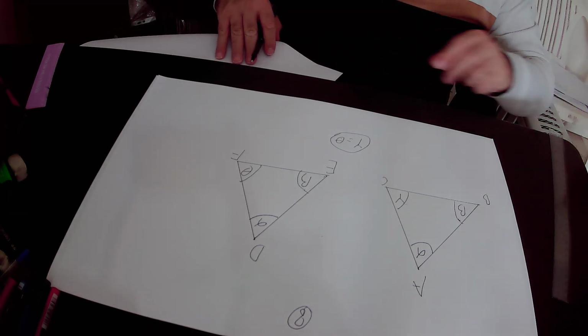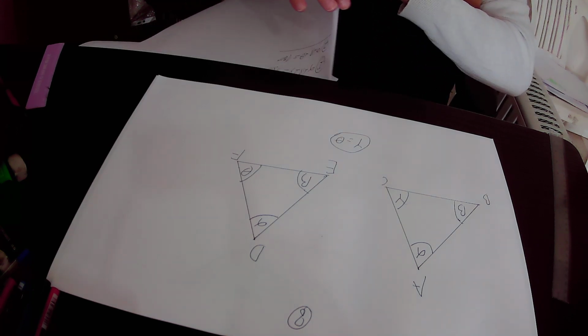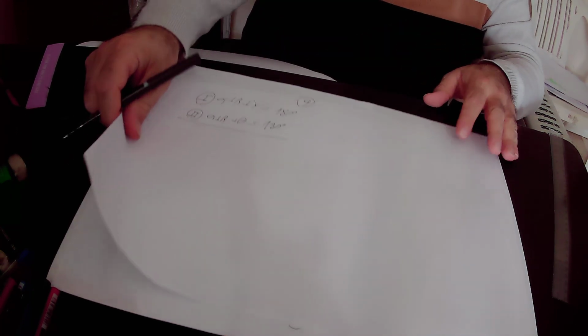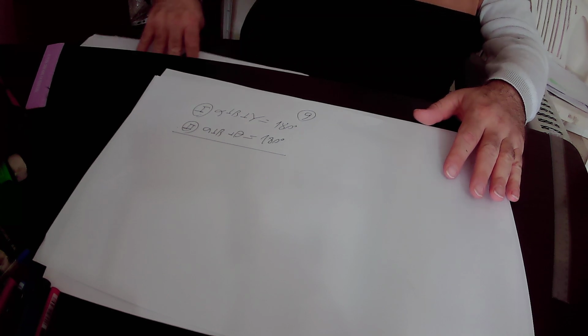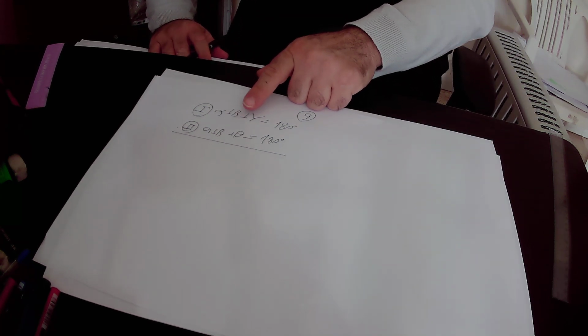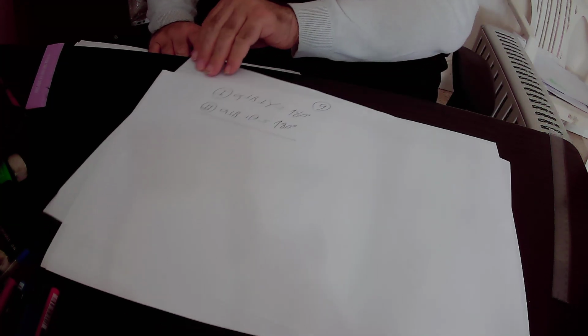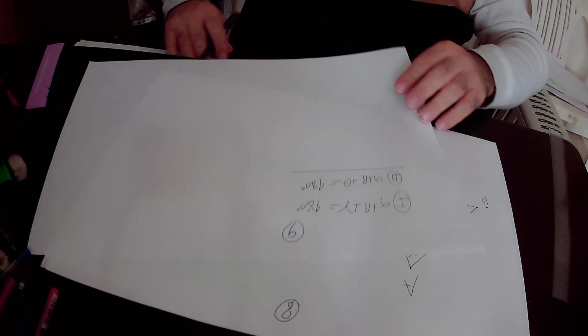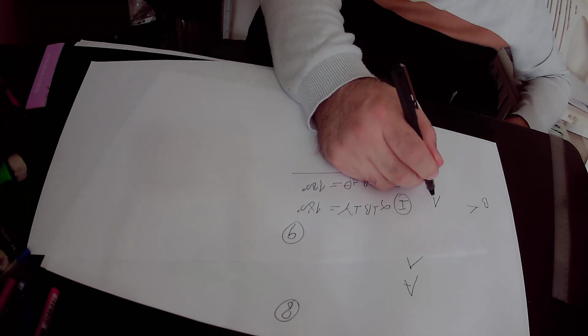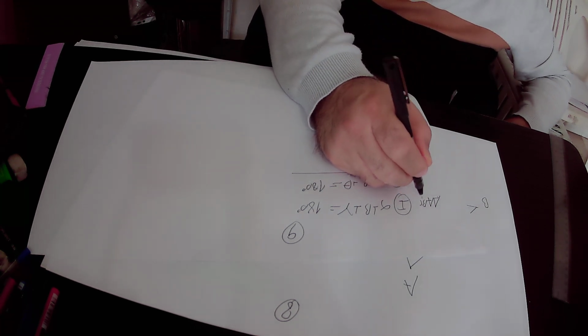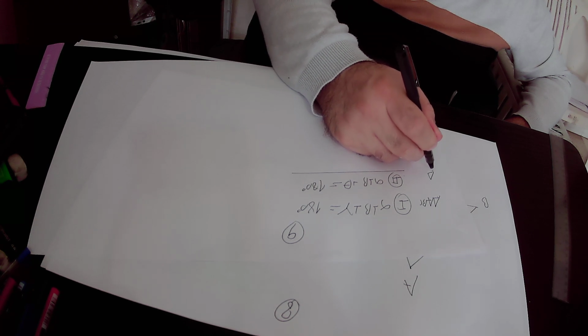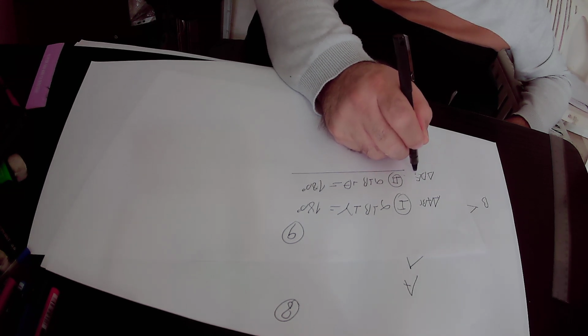So I'll repeat again. The sum of the angles in triangle DEF also equals 180 degrees. That is to say, alpha plus beta plus theta equals 180 degrees. Okay, equation number 1 is the sum of the angles in triangle ABC, and equation number 2 is the sum of the angles in triangle DEF.